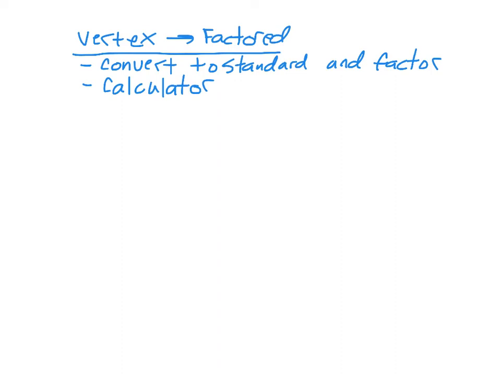Converting to standard, we already know how to do that. And then factoring, in other words, standard to factored form, well, we know how to do that as well. And so those are really the two methods. If you're given it in vertex form and they ask for the factored form, that's how you're going to do that. All right, so now we're going to look at factored to standard.